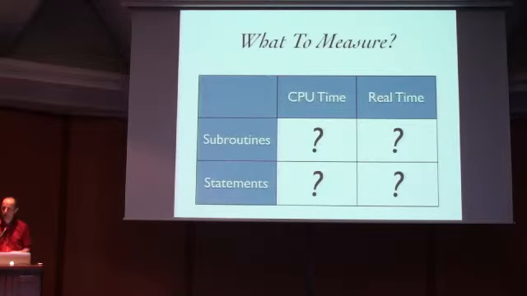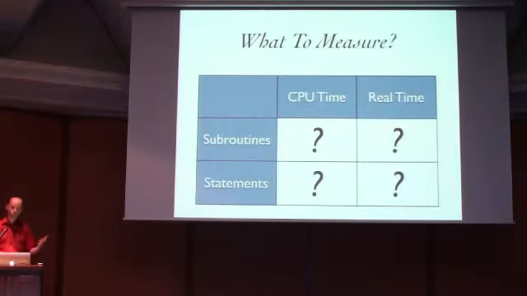So before I talk about NYTProf, I want to explore profiling in general. There are 2 dimensions to measuring software performance. There's the CPU time, how much time was spent on the CPU, and how much clock time was spent. And then you can measure that in terms of subroutines, how much time is spent in a subroutine, or you could also measure it by statements. And which of these are more useful?